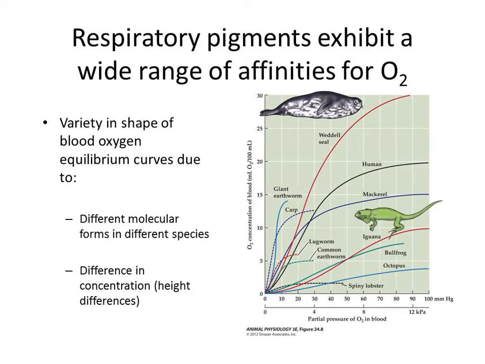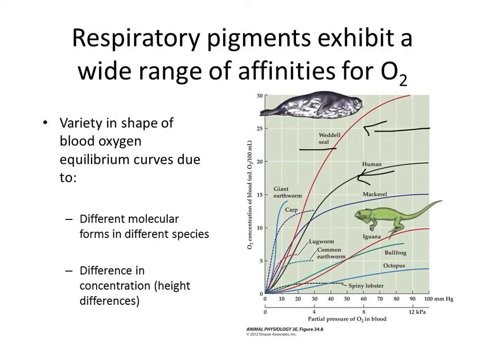Now, when we look at different types of respiratory pigments in different types of animals, we can see a range of affinities for oxygen for the different respiratory pigments of these specific animals. So if we look at the different oxygen equilibrium curves for something like a seal versus a human, you can see that their oxygen equilibrium curve, their amount of oxygen per 100 milliliters of blood based on partial pressure, their curves are very different.